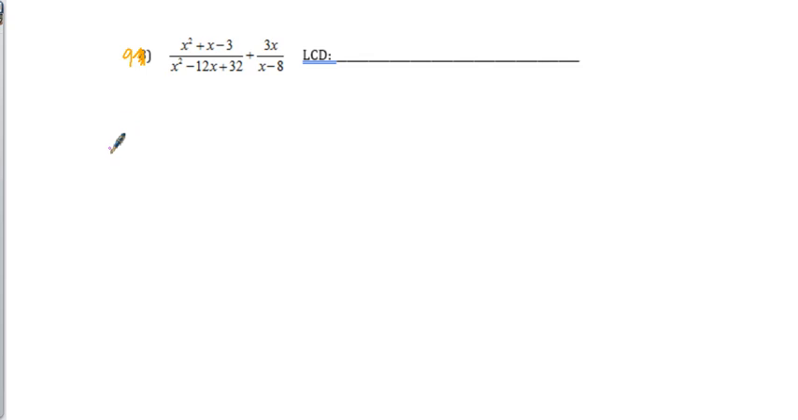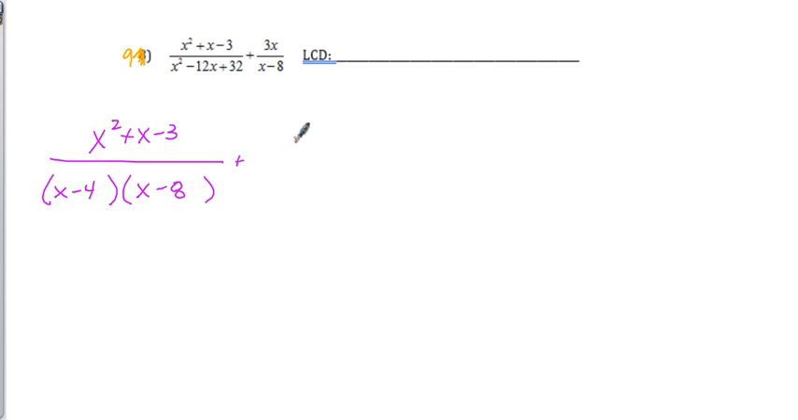Nothing really to do up here. We're just going to bring this x squared plus x minus 3 along for the ride. We're only concerned about lowest common denominator right now. Let's see if we can factor this. What multiplies to positive 32 and adds to negative 12? What two numbers multiply to positive 32 and add to negative 12? Hopefully you thought x minus 4 and x minus 8.